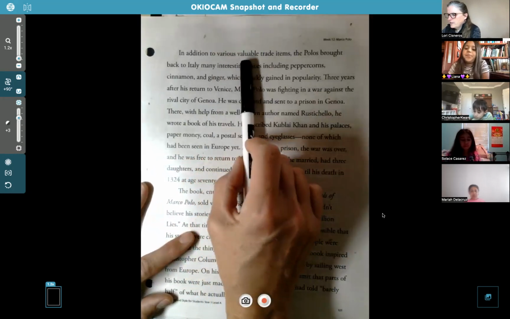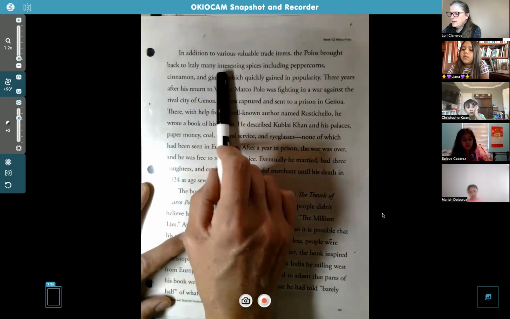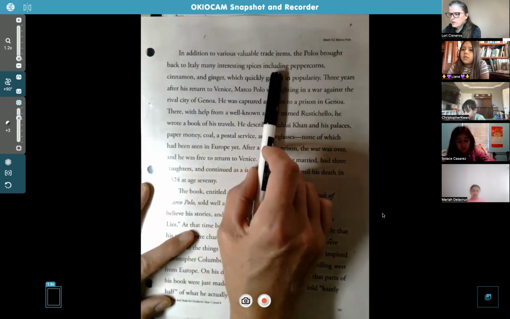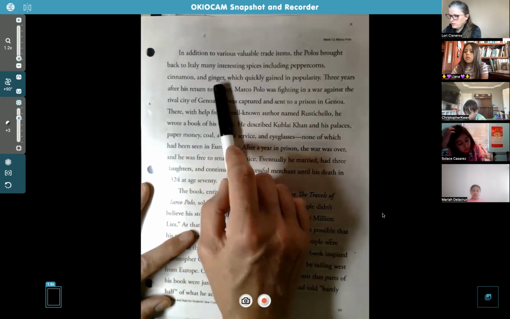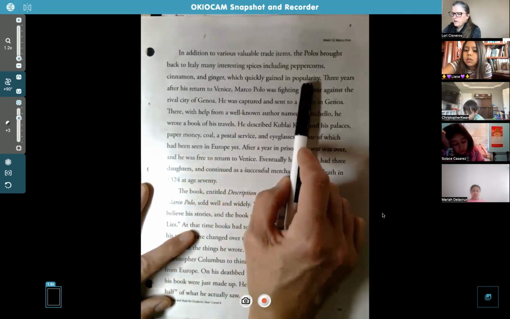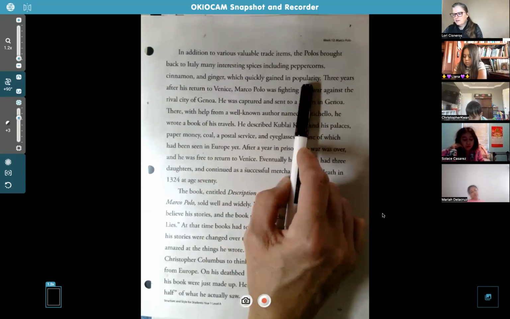In addition to various valuable trade items, the Polos brought back to Italy many interesting spices, including peppercorns, cinnamon, and ginger, which quickly gained in popularity. So I think in Venice, when they were back in Italy, they didn't have those spices. They didn't have peppercorn, cinnamon, and ginger. So they were like, whoa, what's this? These are awesome. And then they got popular, right? Like, ooh, let's use the cinnamon in bread and all the yummy stuff, right?